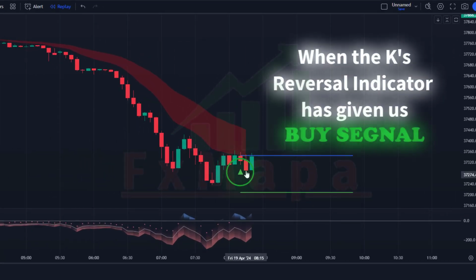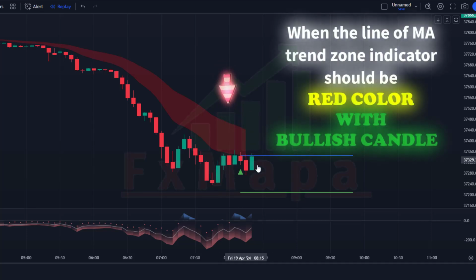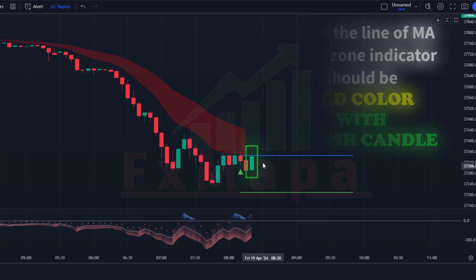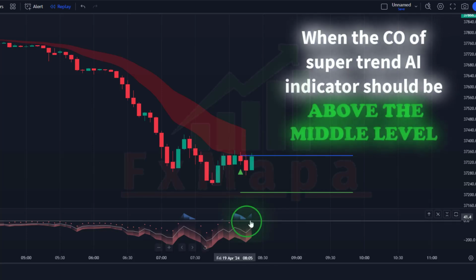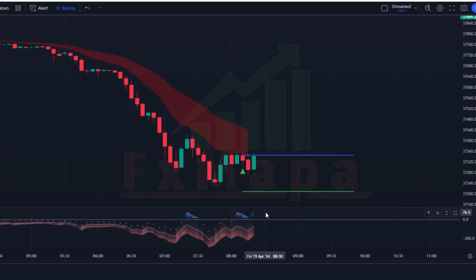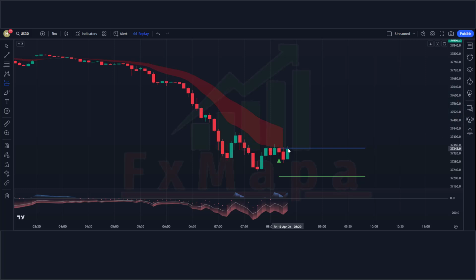When the K's reversal indicator has given us a buy signal, when the line of the MA trend zone indicator is red color with a bullish candle, and when the CO of the Super Trend AI indicator is above the middle level, if these conditions are fulfilled, then we will place a buy order.